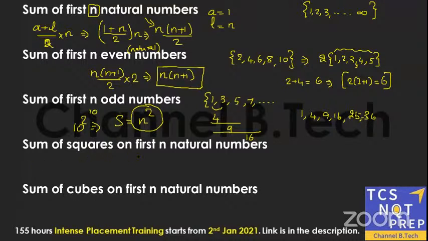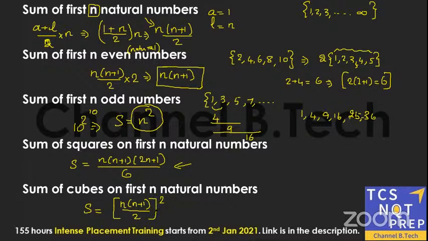See, sum of squares of first n natural numbers. This will be n into n plus 1 into 2n plus 1, whole divided by 6. Try to remember this. Okay. Sum of cubes of first n natural numbers. The formula is n into n plus 1 divided by 2, the whole square. To find the sum of cubes of the first n natural numbers, you have to find the sum of n natural numbers and then take the square. That means 1 cube plus 2 cube plus 3 cube and so on. Here it is 1 square plus 2 square plus 3 square and so on.